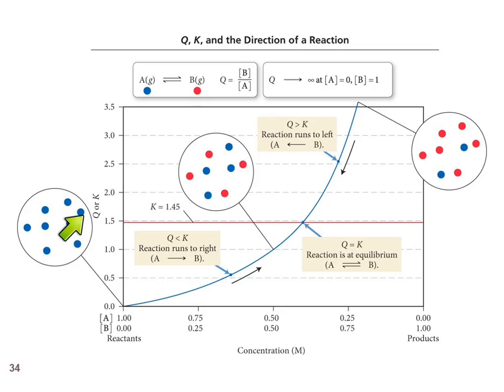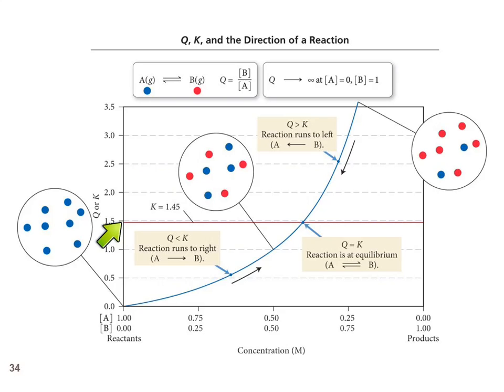And then the graph itself. Here we have Q or K going from 0 up to 3.5, and over here we have concentrations. And we're looking at the concentration of A and the concentration of B. If we start with A at 1 molar, then as time goes on and the reaction proceeds, the concentration of that reactant is going to go down. If we start with a product concentration of 0, as the reaction proceeds, the concentration is going to go up until all of the reactant has been converted to product, right?